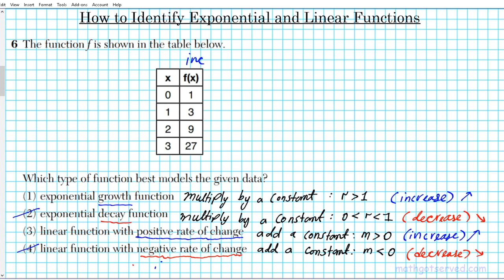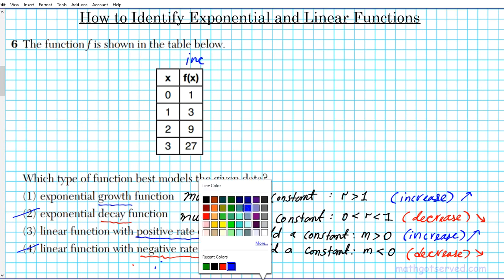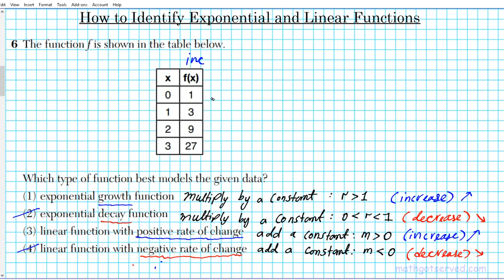Alrighty, so let's take a look at it. Now let's act like we don't know what the answer is. So if we go from 1 to 3, there are two possible things that are happening here. Either you add 2, 1 plus 2 is 3, or you multiply by 3. Now, if what we're adding is the same constantly, then it's going to be a linear function with positive rate of change. If it's not, then it cannot be a linear function. If what we're multiplying is a constant, then it's going to automatically be an exponential growth function.